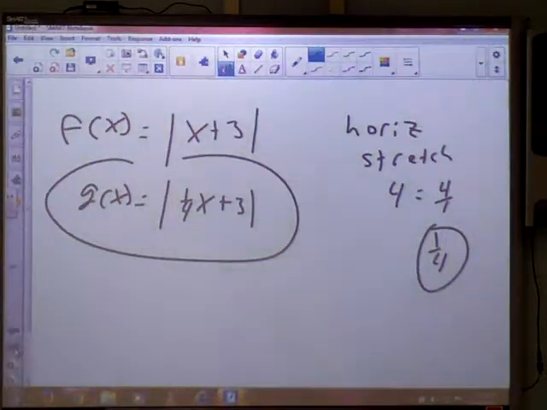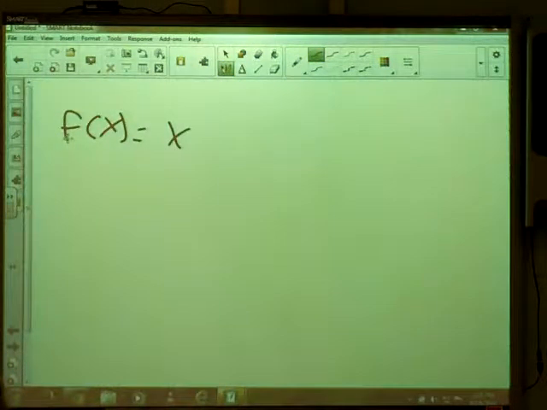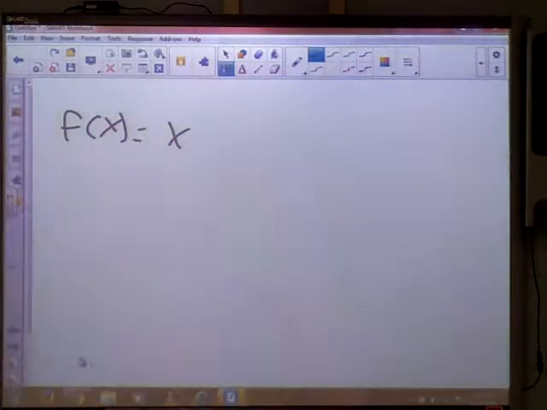Alright, let's throw them together now. Combinations. Start you off with the parent function of a linear, f of x equals x. That's it. That's as basic as I can get right there. Now when you do a combination, that means more than one. You got to go in the order they tell them to you. You can't pick your favorite. You got to follow the order they tell you.